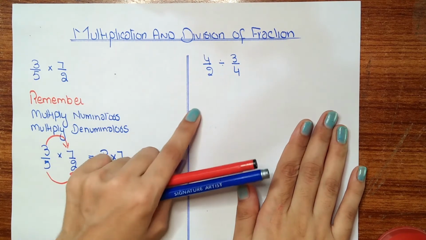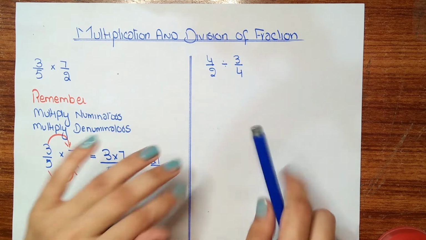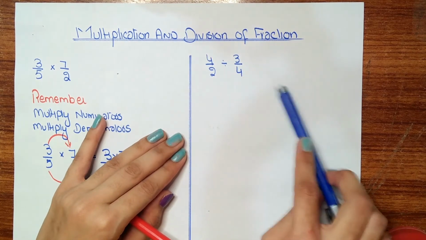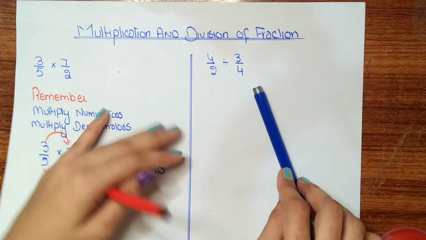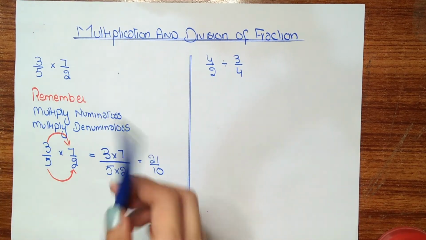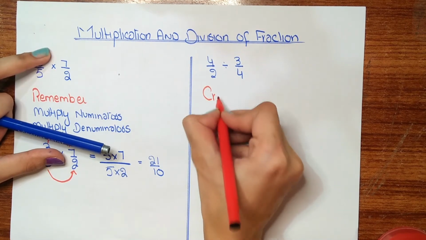Okay, now let's take an example with the division of fractions. How to divide fractions? Basically we have two methods to divide fractions. One is cross multiplication and the other is flipping the fraction, or swapping the fraction. Okay, let's first see cross multiplication.